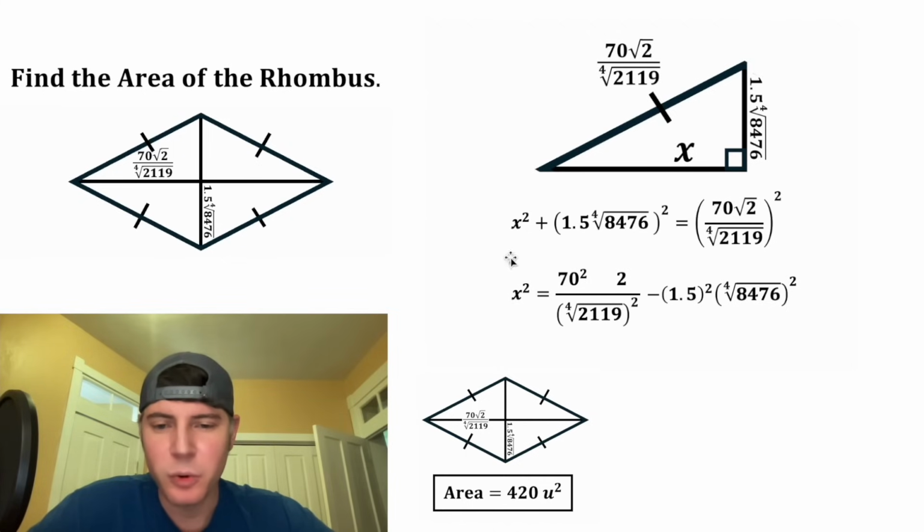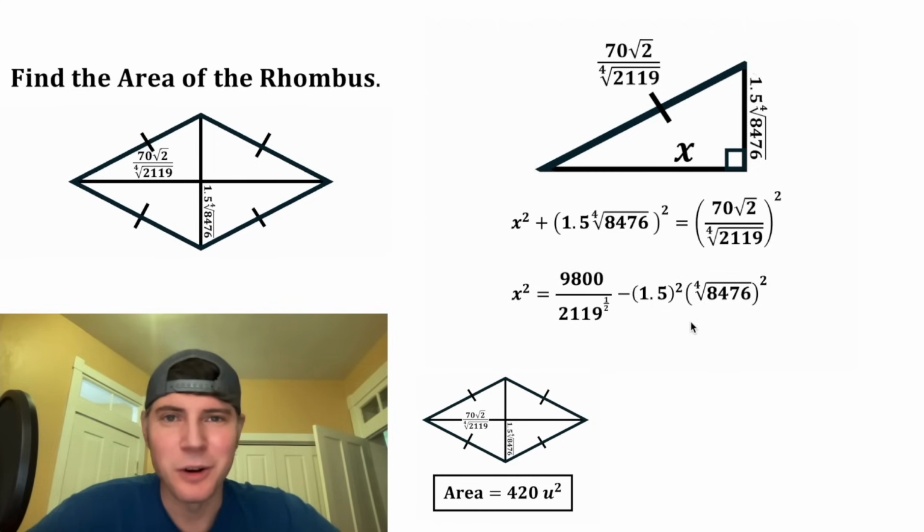And then 70 squared is equal to 4900. And then 4900 times 2 is equal to 9800. And now let's look at the denominator. We have a fourth root of this thing, which we can rewrite as this thing to the 1/4 power. And then this 1/4 can be multiplied by the 2 to give us 1/2.